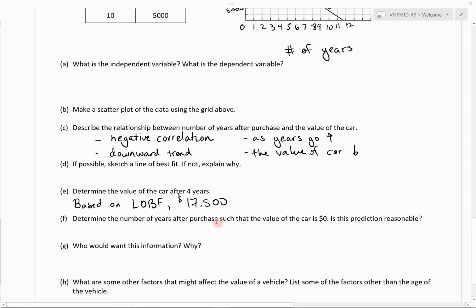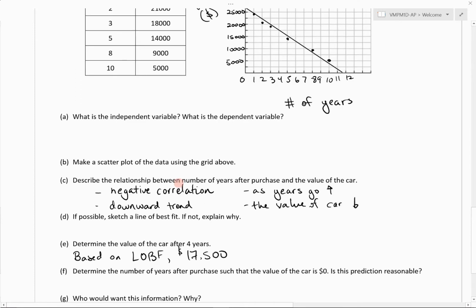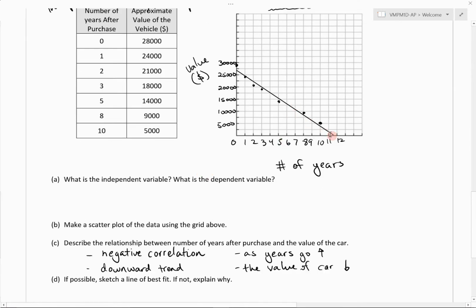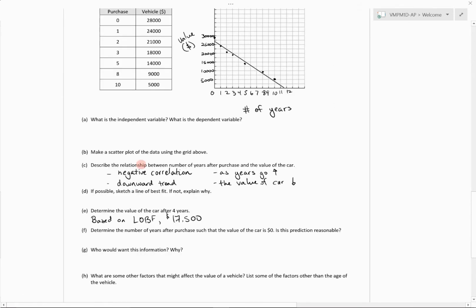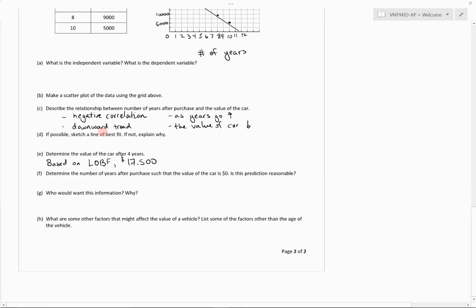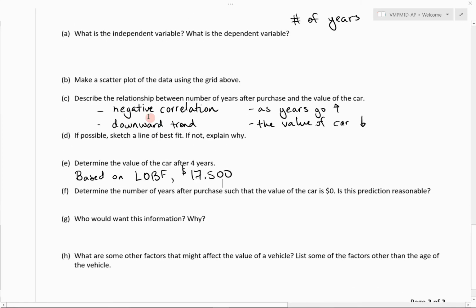Determine the number of years after purchase such that the value of the car is 0. Is this prediction reasonable? So if you look at my line of best fit, I extended it down all the way to $0, and it says after 11 and a half years, between 11 to 12 years, so definitely by year 12, it's going to be worth $0 if I follow the line of best fit. So if I settle halfway between 11 and 12, I'm going to say 11.5. So 11.5 years is when the value of the car is going to reach zero by the line of best fit.